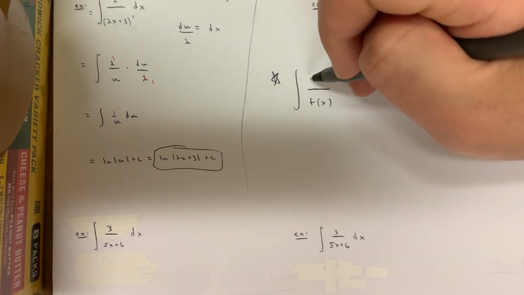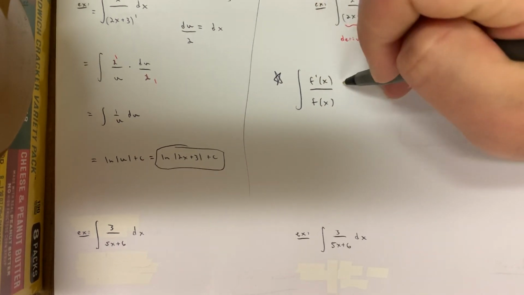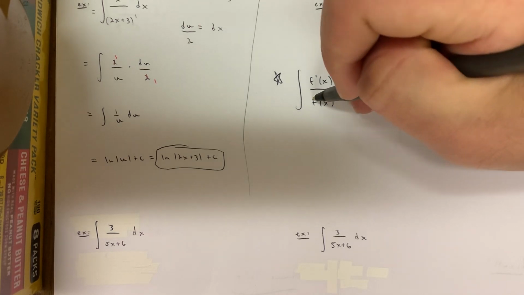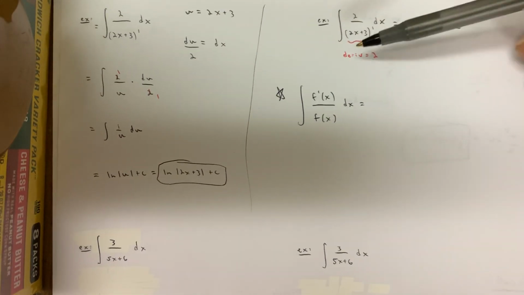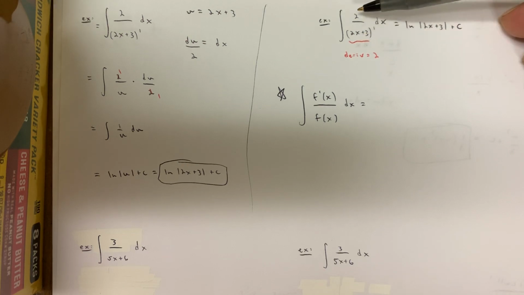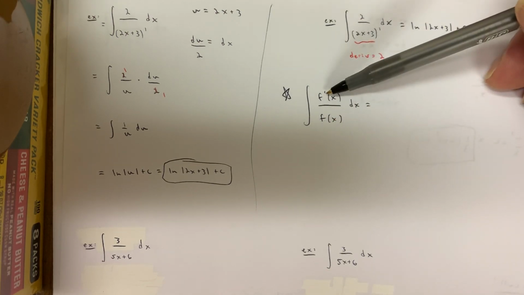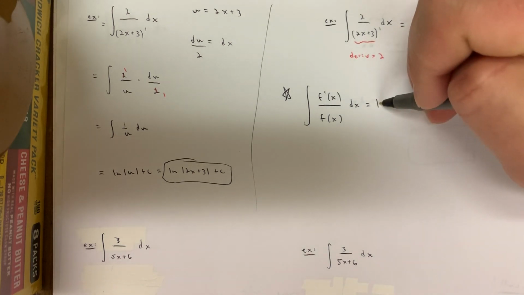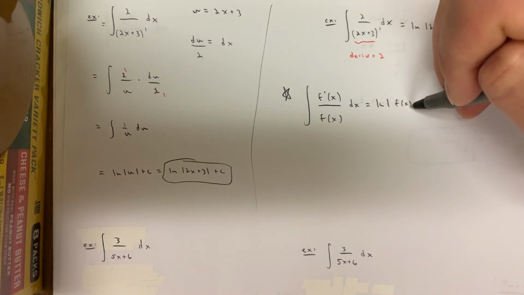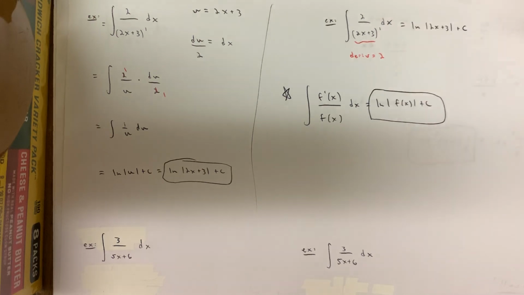The derivative of f of x is f prime of x. If you see that derivative upstairs, so that's this situation here, okay? F of x is 2x plus 3. F prime of x would be 2, okay? If you want to integrate a quotient, bottom's not being raised to the power, and the derivative of the bottom is up top, it's always going to be ln absolute value of the denominator plus c every single time.